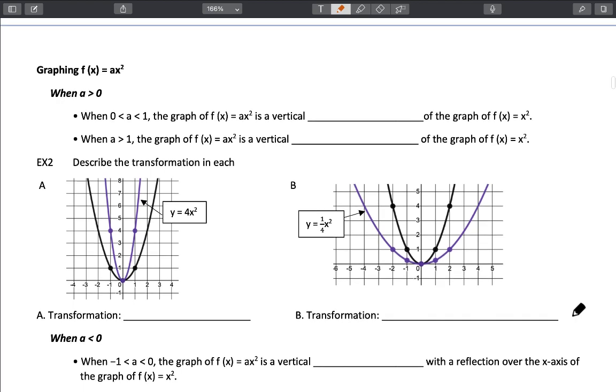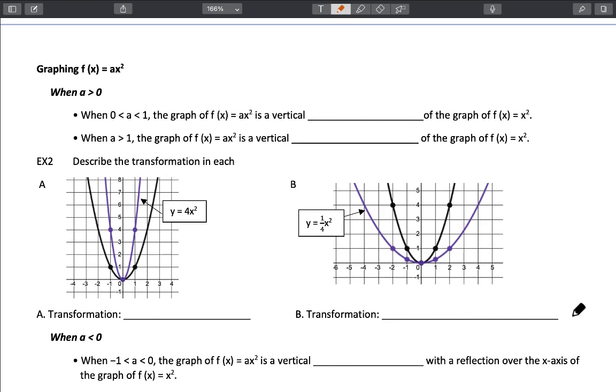All right, let's get into the meat of today. What we really want to talk about today is graphing a parabola or graphing a quadratic function of the form y equals, or f of x equals a times x squared. Now notice the only difference here is this a. There's going to be a number in front of that x squared, and what we want to know is how does that a affect my parabola? How does it change it?